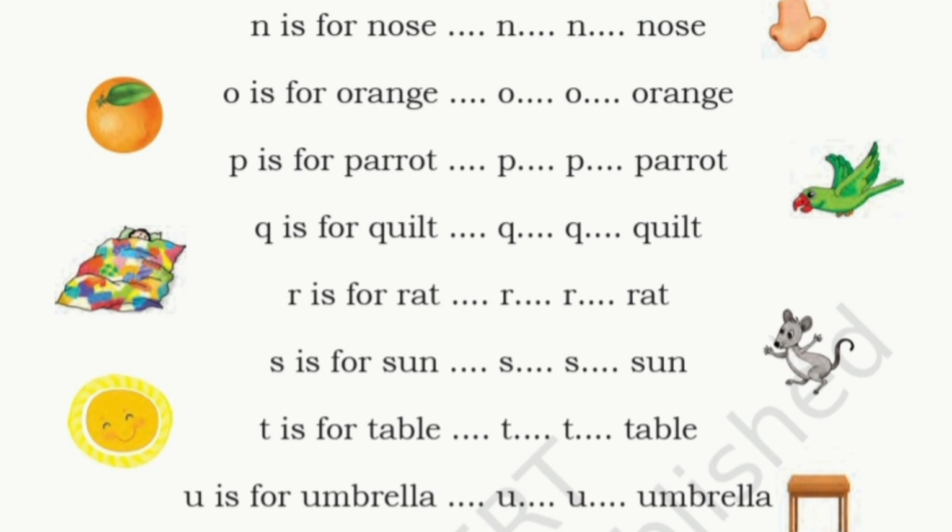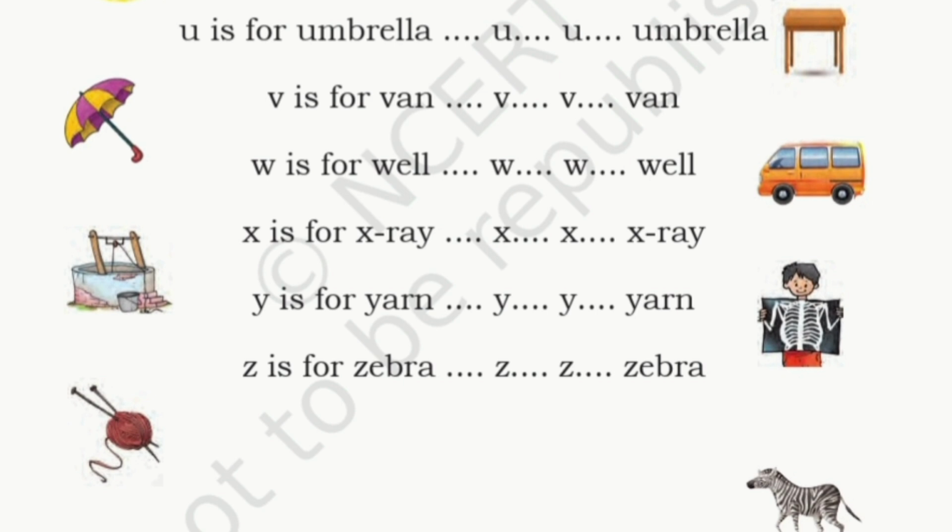S is for sun. S sun. T is for table. T table. U is for umbrella. U umbrella. U is for umbrella. U umbrella.